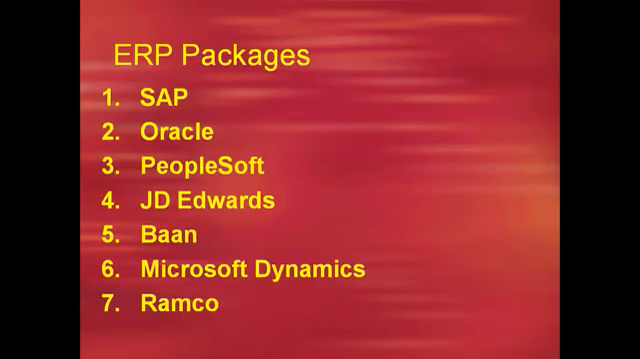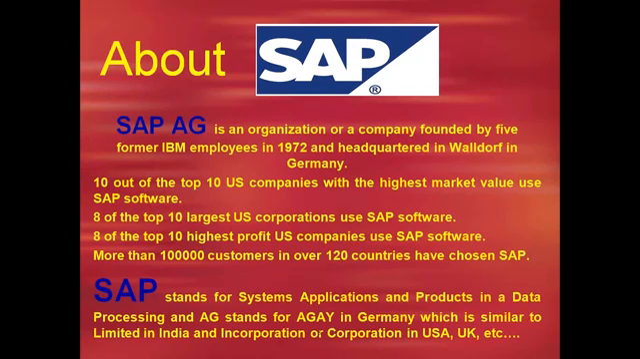So what is SAP means? It stands for System, Application and Products in Data Processing. Always we're supposed to call it as a SAP. So it stands for System, Application and Products in Data Processing. It's called SAP. And AG stands for AG in Germany, which is similar to Limited in India and incorporation or corporation in USA, UK, etc.